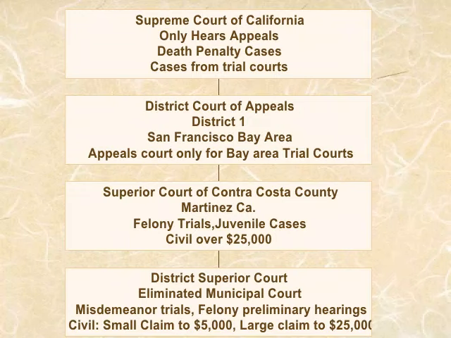Now, above San Francisco, above District 1, which is San Francisco, you'd have the California Supreme Court. Again, they deal with cases that have gone through the District Court of Appeals and they haven't overturned the case. They've upheld it. The defendant still feels that the rights have been violated, so they send it up to the Supreme Court of California.